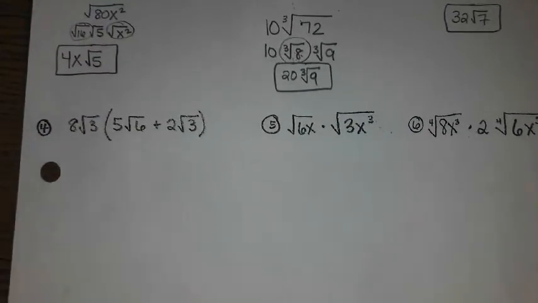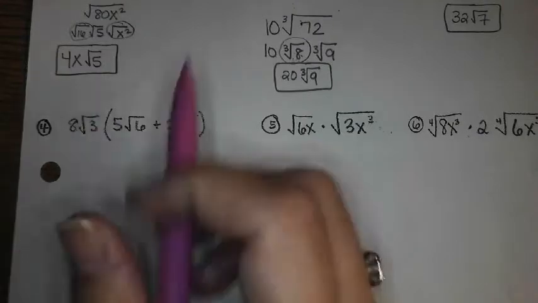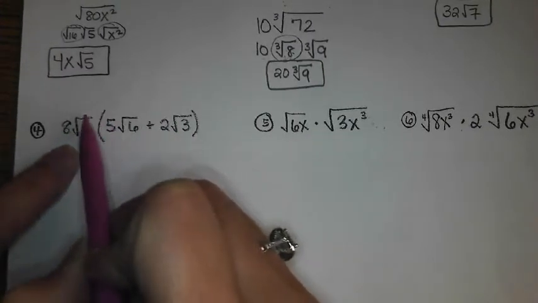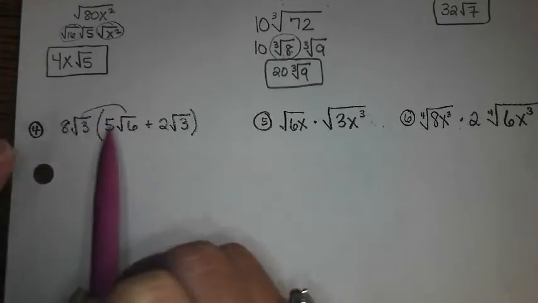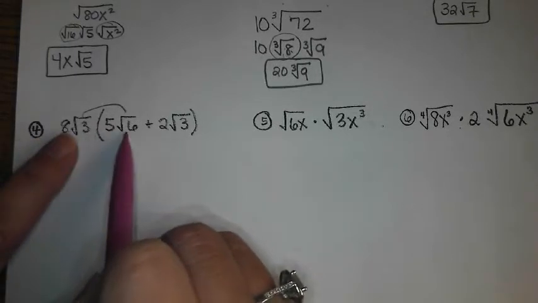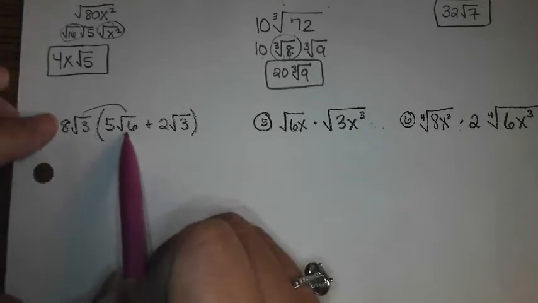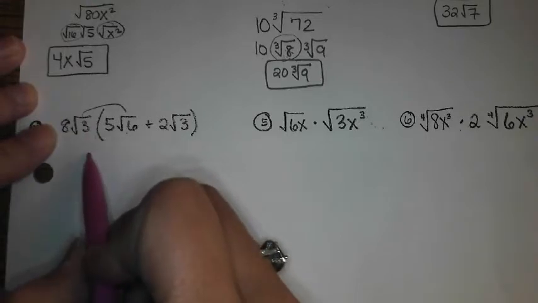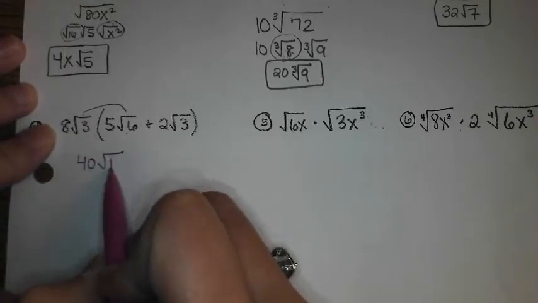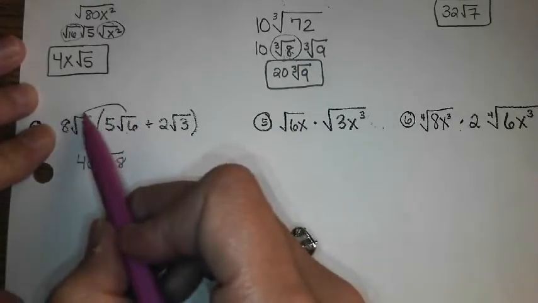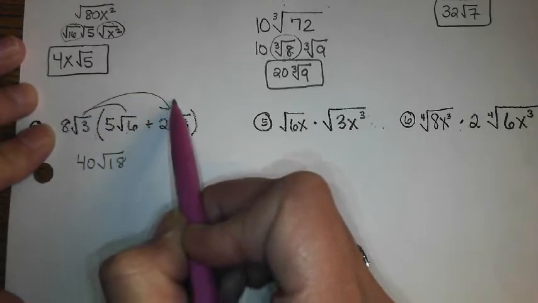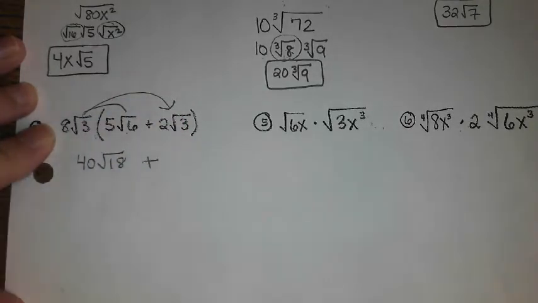Distributing is a thing, right? You see a monomial times a binomial, distribute. So you got to take it piece by piece. 8 root 3 times 5 root 6. Nate, what is that? Perfect. And 8 root 3 times 2 root 3. Nathan Henry.